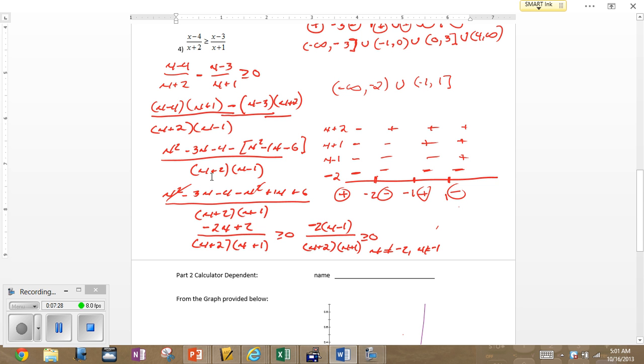And then expand it, combine your terms, and we come down to this: -2x plus 2 over x plus 2, x plus 1, where x can't equal -2 or -1.